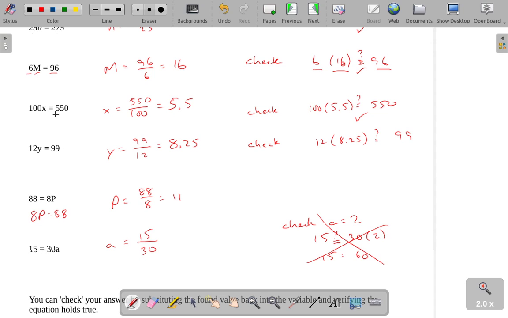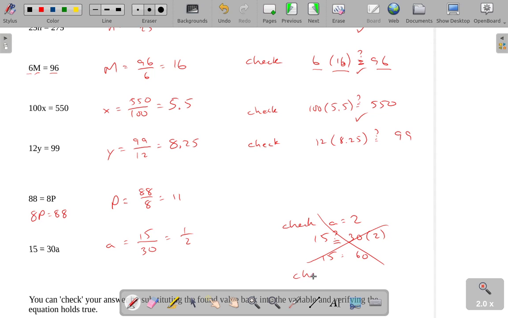You can see up here I took 550 divided by 100. It was 550 on the top and 100 on the bottom. Here I'm multiplying by 12, that's the number on the bottom, and it's equal to 99, the number on the top. So it's multiplied by 30, that's the number on the bottom, and it equals 15, that's the number on the top. Well, I can reduce this fraction down to 1/2.